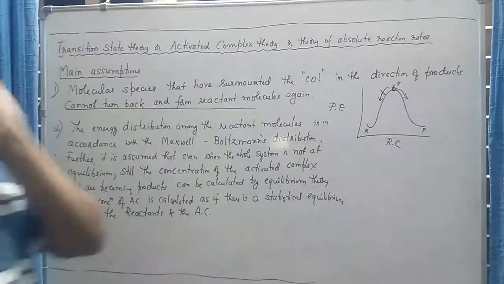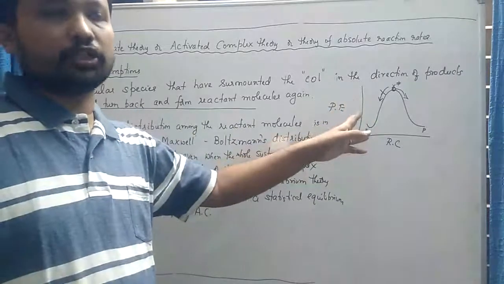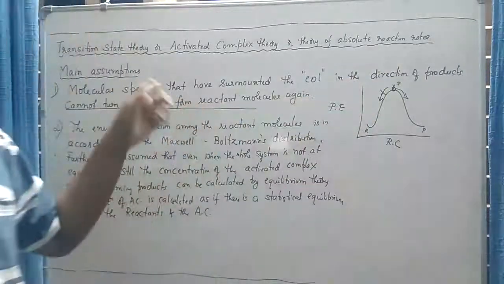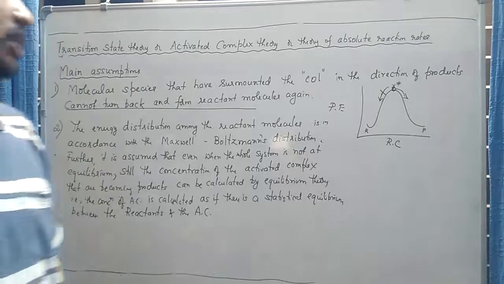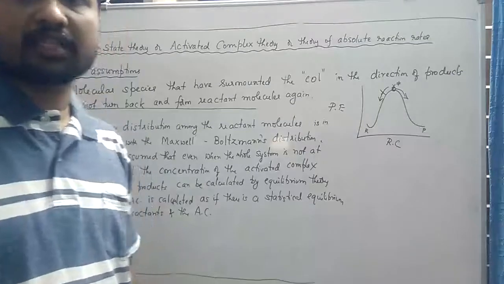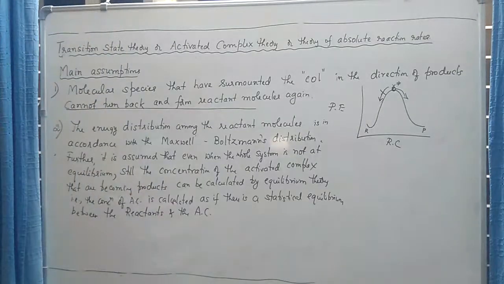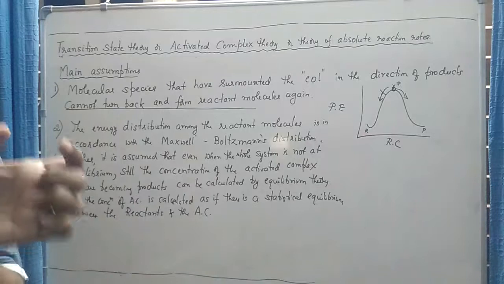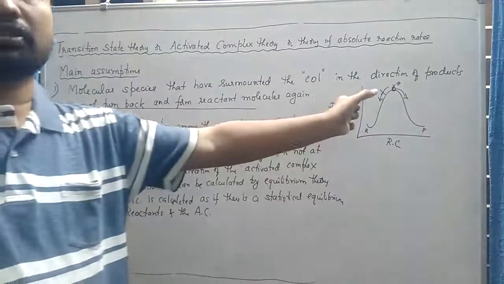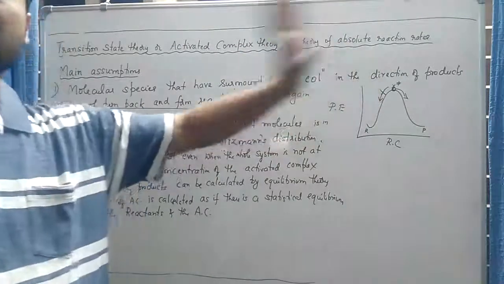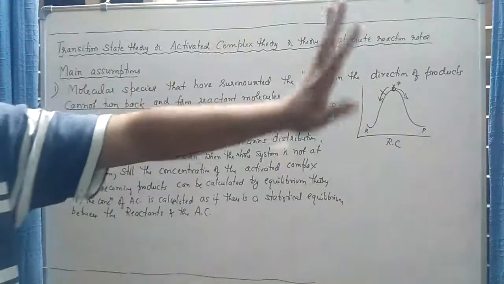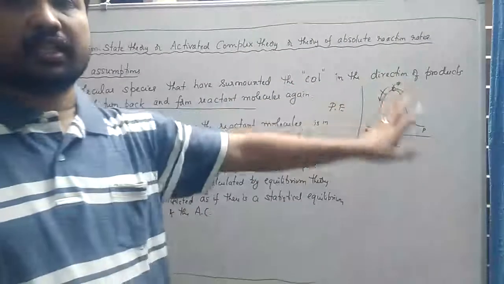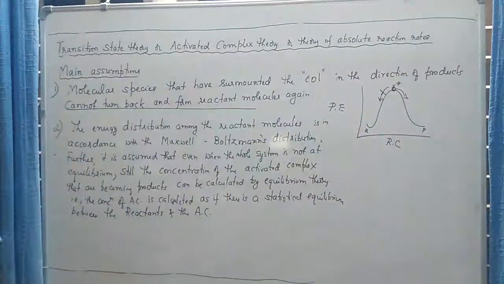that is, even though there is no equilibrium between the reactant molecule and the activated complex as per the first postulate, yet in order to calculate the concentration of the activated complex, it is assumed that there is some sort of equilibrium which actually does not exist. So we consider that equilibrium only for calculating the activated complex concentration and for no other purpose, and for all other discussion it is assumed that there is no equilibrium between reactant and the activated complex. So this is the second postulate of activated complex theory.